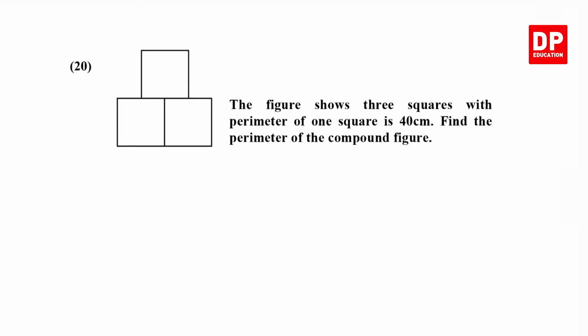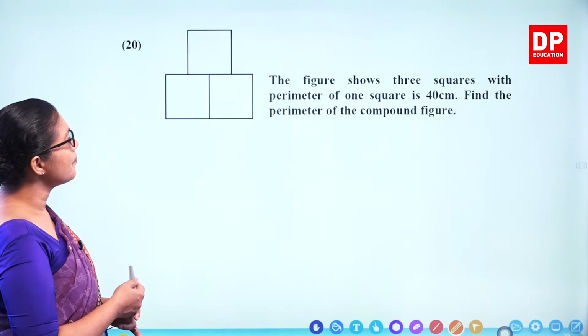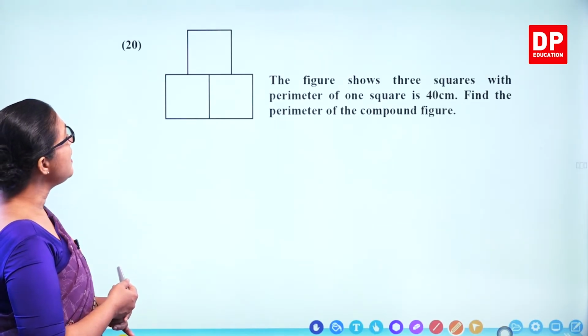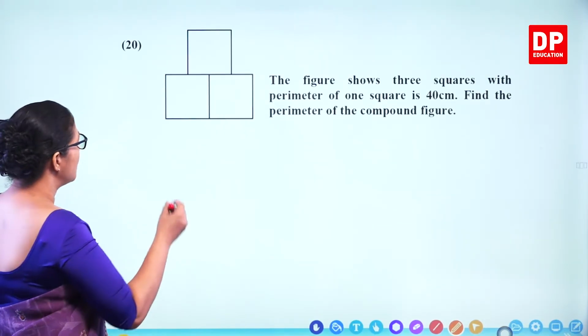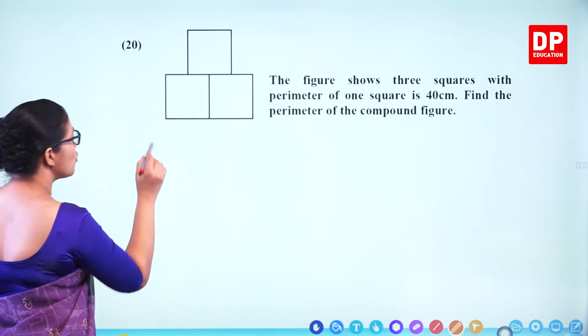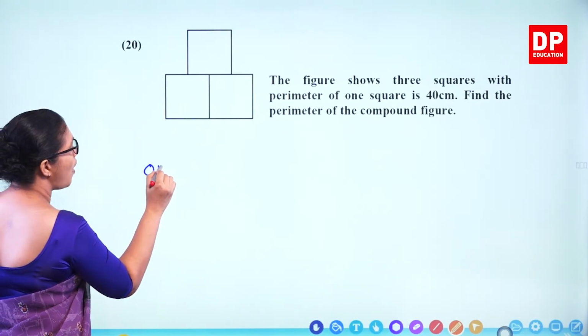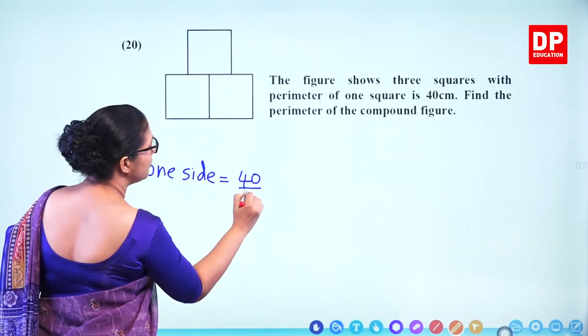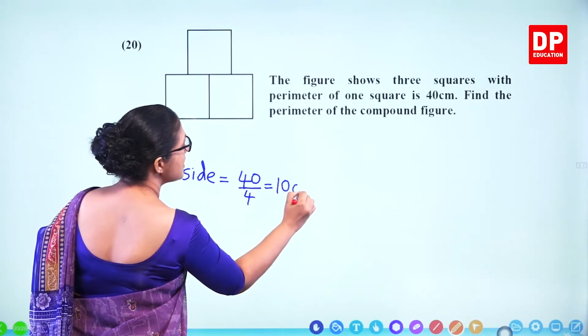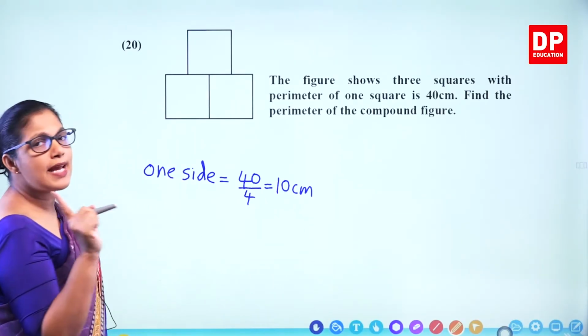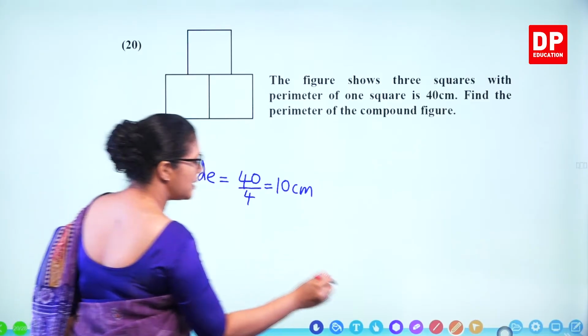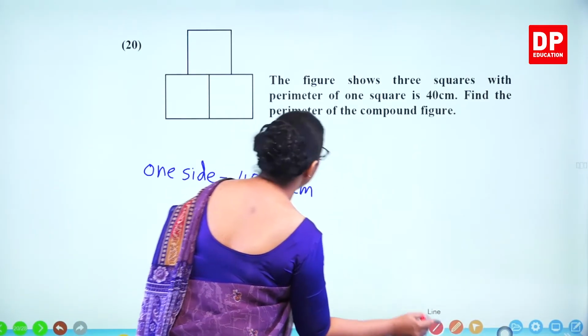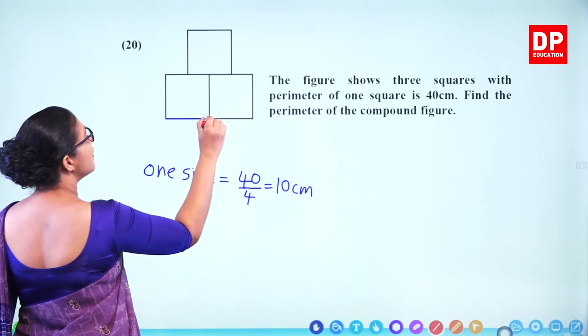Question number 20. The figure shows 3 squares, where the perimeter of 1 square is 40 centimeters. Perimeter of 1 square, so here 4 sides are there. So what is one length? One side is 40 divided by 4. That's 10 centimeters is one length. So how many 10 centimeters are there? So we'll take this one, 1.